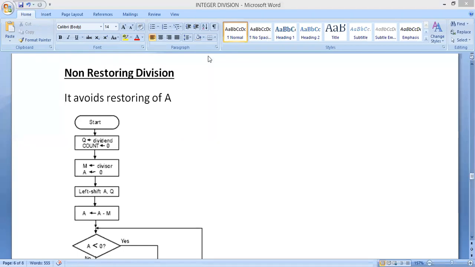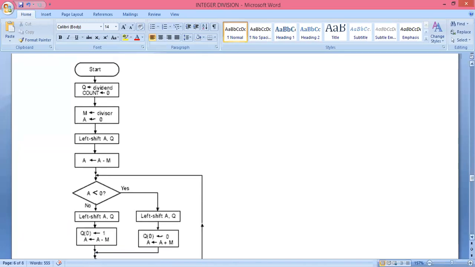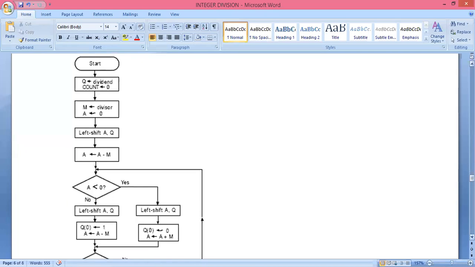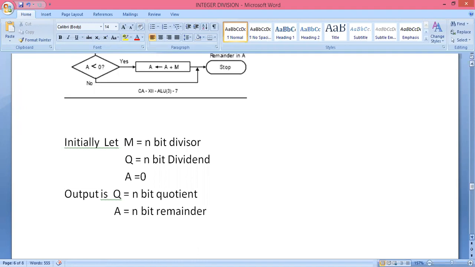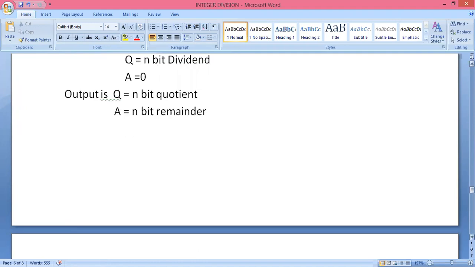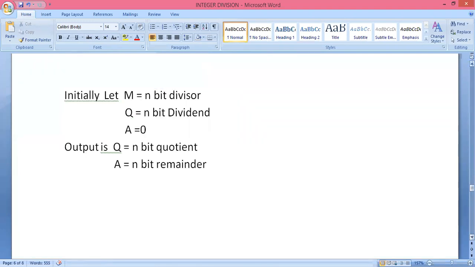So what do we do in non-restoring division? This is a flow chart of non-restoring division. If anyone is having any difficulty, then you can go through the flow chart, but I won't explain the flow chart first. I will directly go to the process or procedure. Then we'll take one example and then we'll go back to the flow chart.